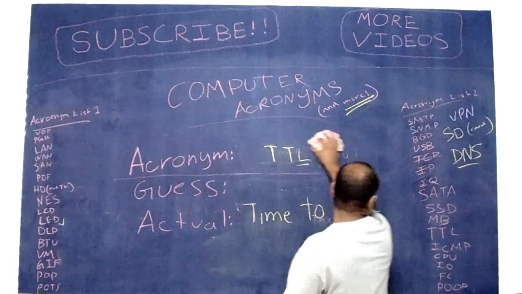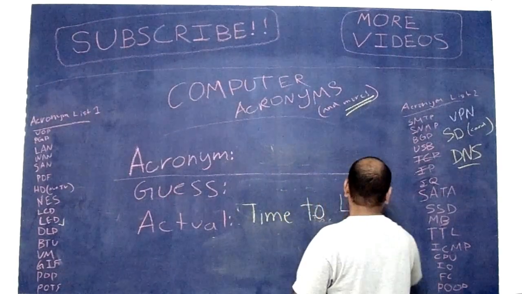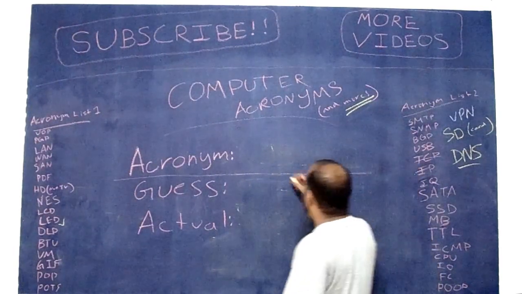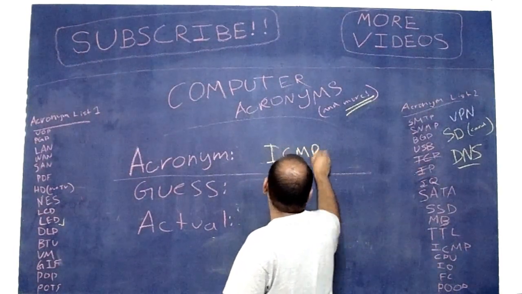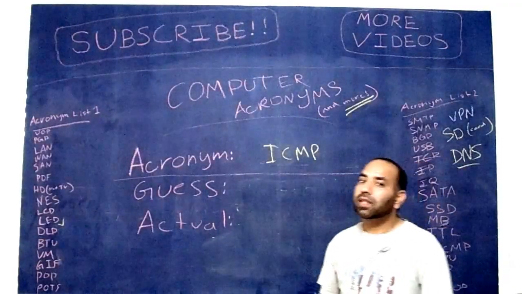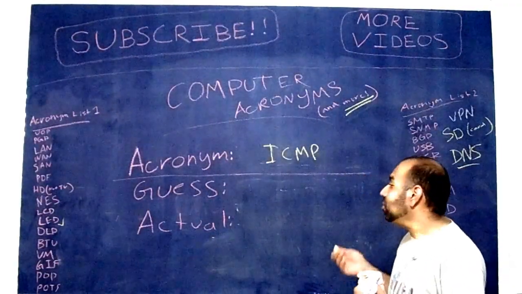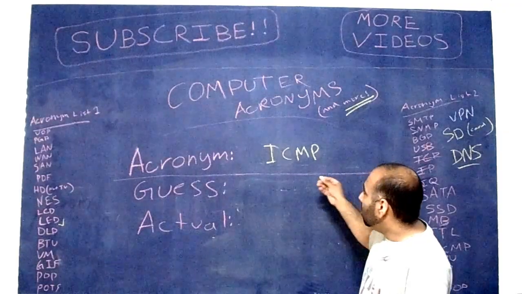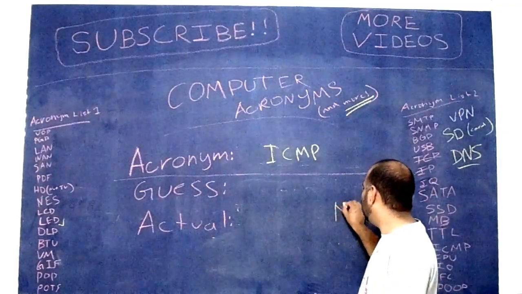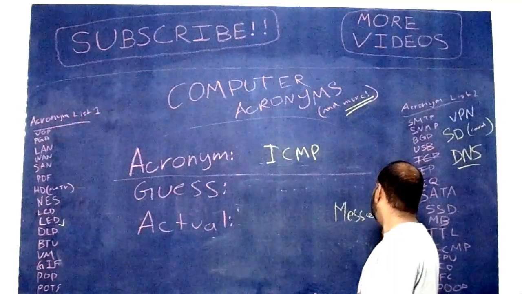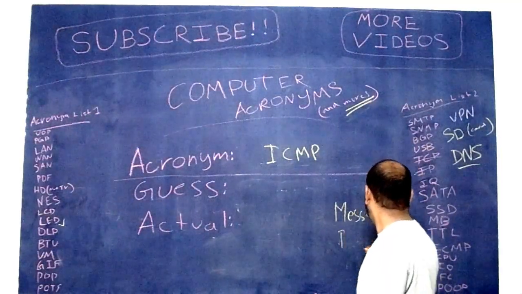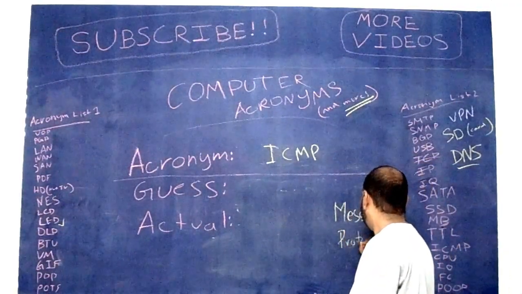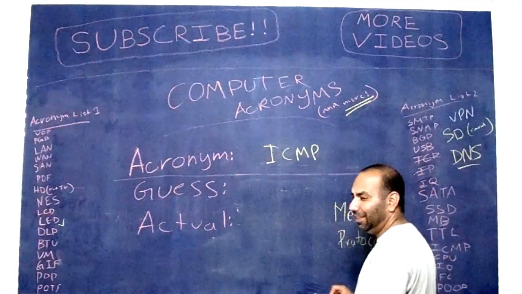Alright, next one we have ICMP. Oh, kind of long one. Is it a messaging thing? Yes. When you ping a computer or ping something in the computer world, you're actually using this protocol to send that transmission. ICMP stands for message, it's not messaging. Message protocol. And it's internet control in the beginning, right? Yeah, it is.